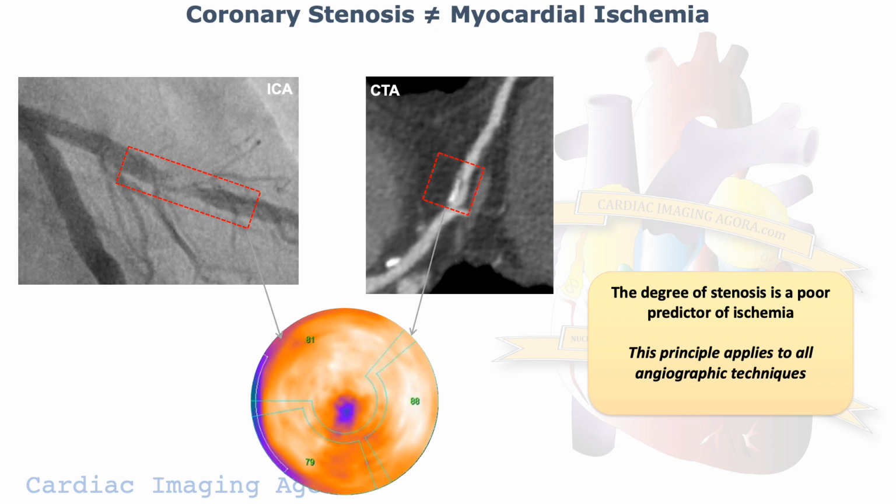So why is hybrid imaging important? It is well established that the anatomical severity of coronary stenosis, as measured by either invasive coronary angiography or by computed tomography angiography, does not correlate well with the presence and extent of myocardial ischemia. As the degree of stenosis is a poor predictor of ischemia, using mainly anatomical criteria for revascularization in patients with chronic coronary syndromes has not been demonstrated to improve survival.